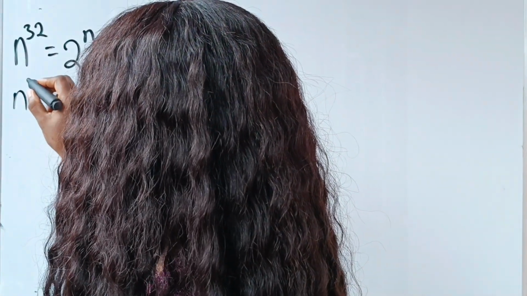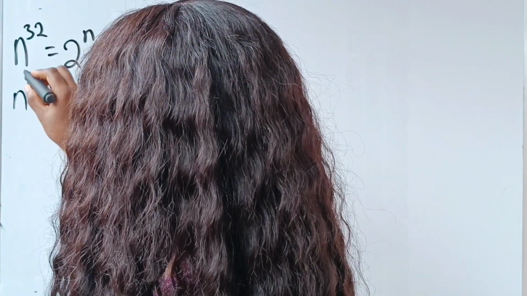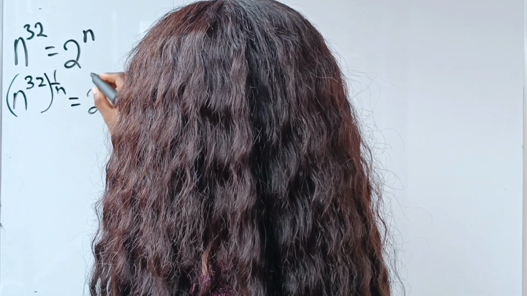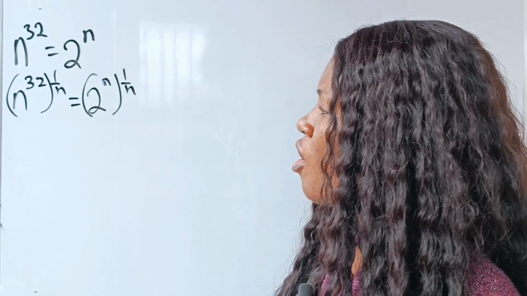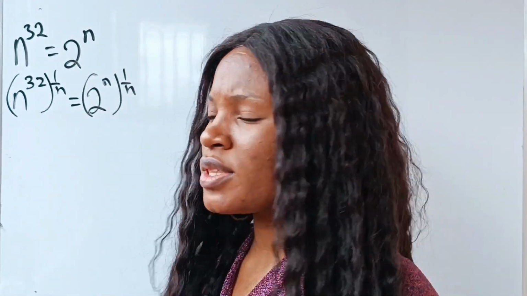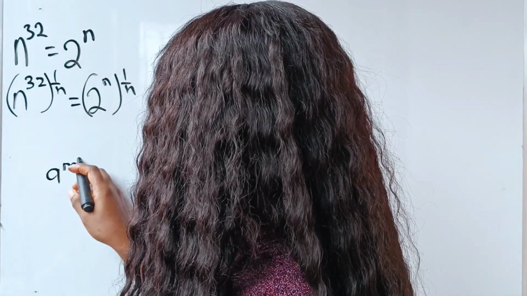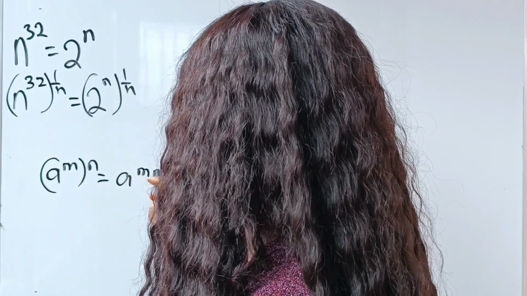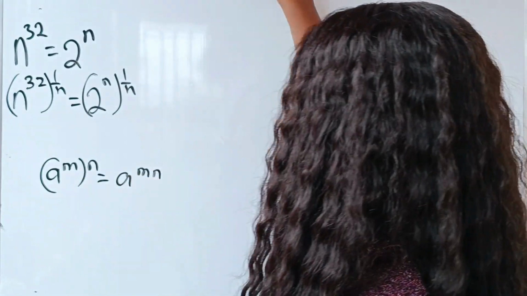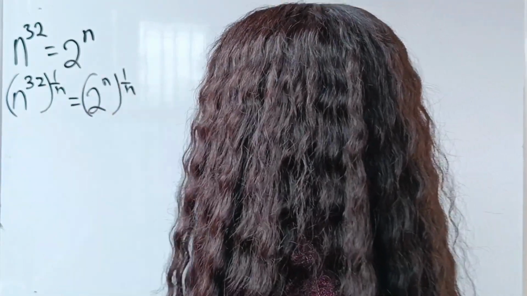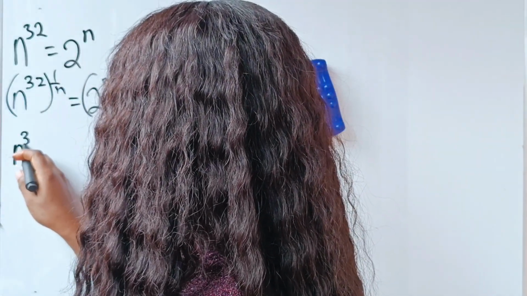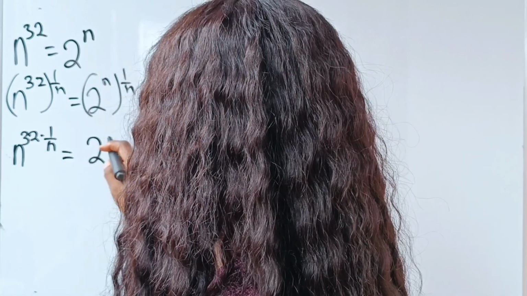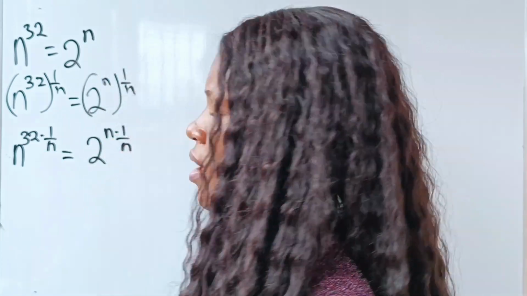So this will be n to the power of 32, raised to the power of 1 over n, is equal to 2 to the power of n, raised to the power of 1 over n. Note that a to the power of m raised to the power of n is equal to a to the power of m multiplied by n. So I can rewrite this as n to the power of 32 multiplied by 1 over n is equal to 2 to the power of n multiplied by 1 over n.